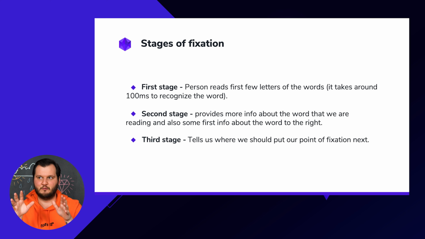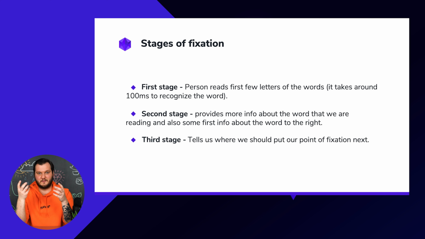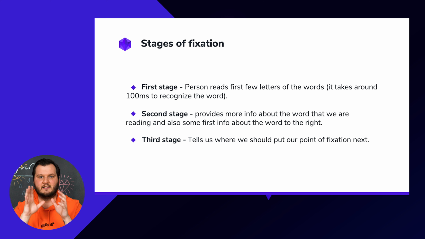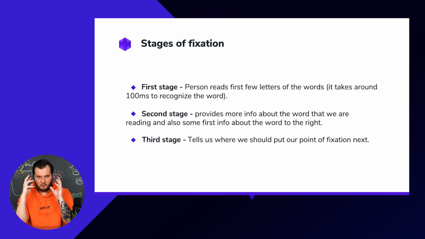So actually, as you can see, our brain works very similarly in very different types of situations. Second stage, we dive into the word, we recognize the word, and we also get some glimpse of the next word on the right. Third and last stage, this is the point at which our brain tells us where to put our next fixation point. So we know where to go next, like when our saccade should stop, like at this point.